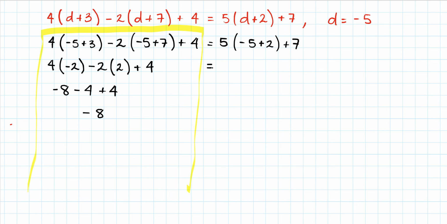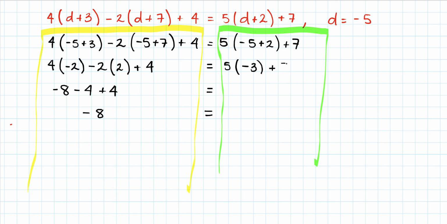Okay, now equals, and then we're going to focus on the right hand side. So 5 times negative 5 plus 2 is negative 3, plus 7. 5 take away negative 3 is negative 15 plus 7. Negative 15 plus 7 is negative 8. So what did I get? I get negative 8 is equal to negative 8. Therefore, it's true. My answer is correct. Wonderful, girls.